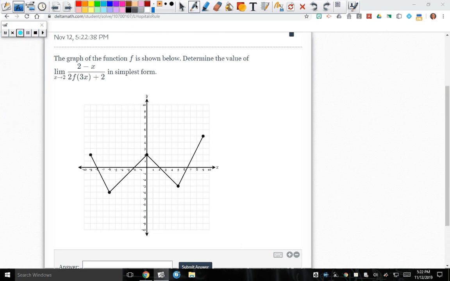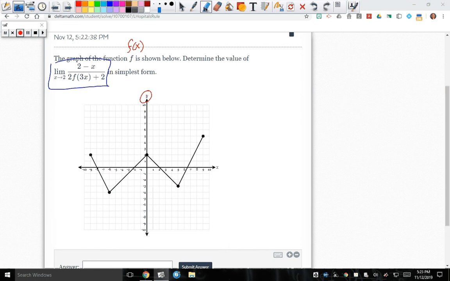So I wanted to go over L'Hopital's rule just to ensure that we are doing proper form for the test, if and when you use it. So the graph of the function f is shown below, so this is the position function, okay? And you're going to determine the value of this limit.